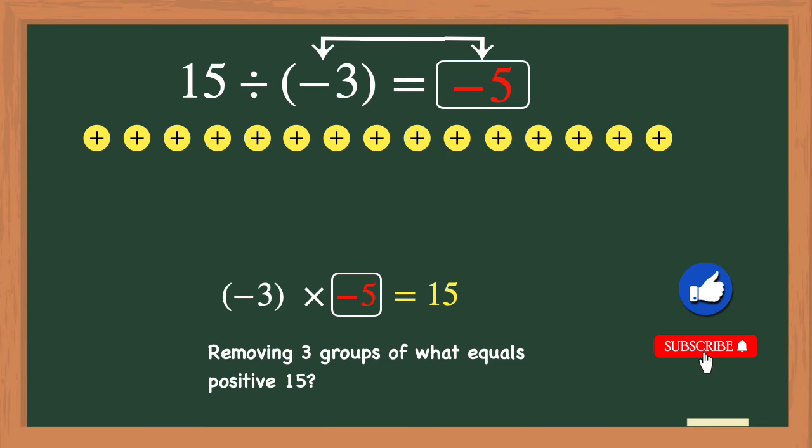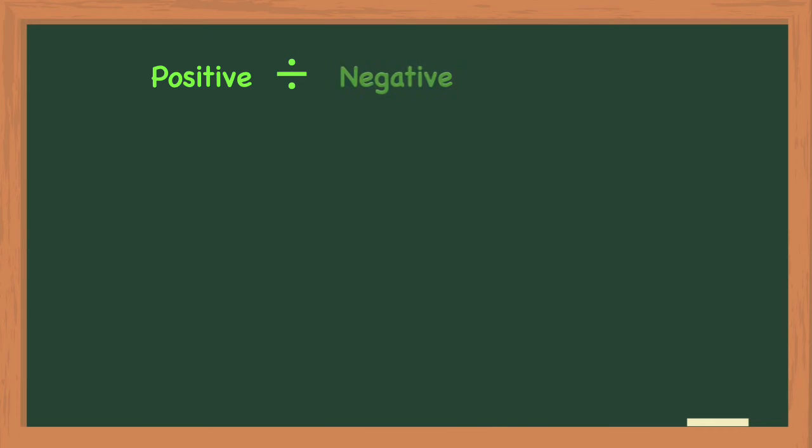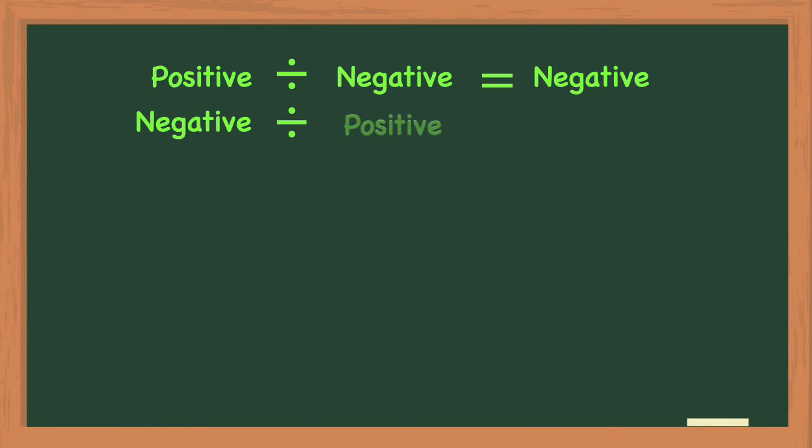This rule states that when you have a dividend and a divisor with different signs like we do here, the quotient will always be negative. So a positive number divided by a negative number will always equal a negative number. And a negative number divided by a positive number will also always equal a negative number. The easiest way to remember this rule is that when you have a division problem where the numbers have different signs, your answer will always be negative. Let's practice using this rule.